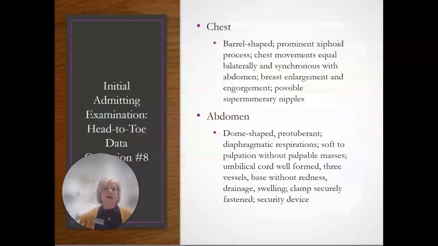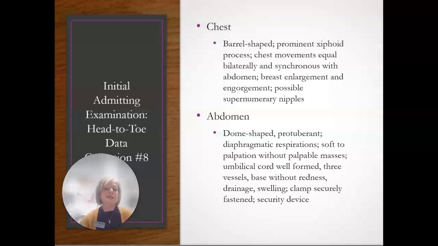Chest. It should be kind of barreled. They should have a good xiphoid process. That chest movement should be equal and bilateral. Breasts might be a little bit enlarged. They could even be a little bit engorged, and that's not uncommon. Parents might even ask, well, their breasts look big. And that's normal. That's from all the hormonal changes that are happening. That can be in boys or girls.